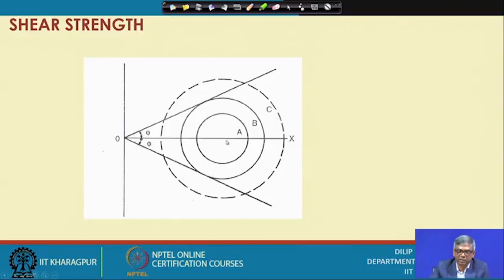Similarly, if I stress the material in such a way that the Mohr circle becomes a big one, it is going out of the envelope. That means it is totally unstable and it will fail. So, to have the soil in a stable condition, the Mohr circle should be within this envelope. That means, if I draw from the origin two lines with plus phi and minus phi, the circle should be within those two envelopes.